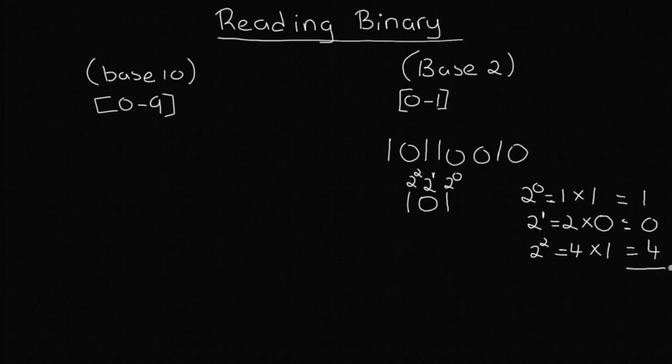So if we go and add all these together, 4 plus 0 plus 1 is equivalent to 5. So this is how we're able to understand binary, and we can see that this number 101 is actually equal to 5.